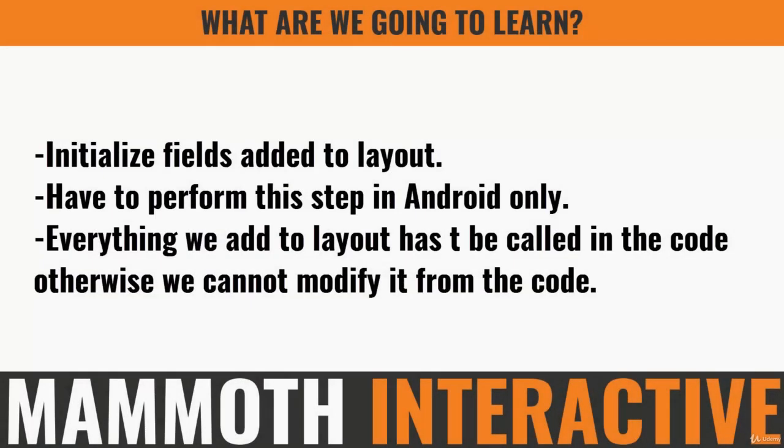Okay, so this step will involve initializing the fields that we added to the layout. And this is something that we have to do only in Android, not in iOS. So basically, everything that we add to the layout in Android has to be initialized in the code, otherwise we can't modify it from the code. So let's say we want to modify a text field directly from the code, or take in some kind of user input and use that within our code. Well, we have to initialize the fields. Again, something we only have to do in Android, not in iOS.